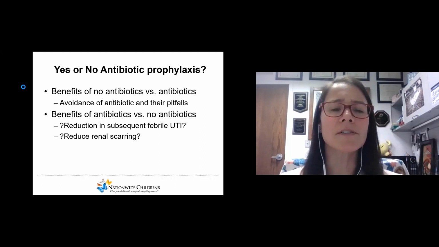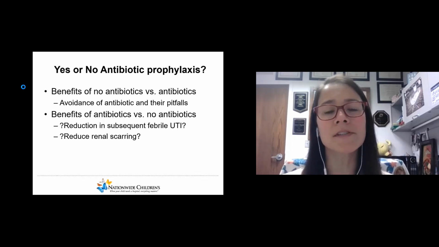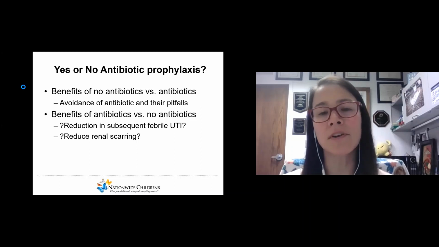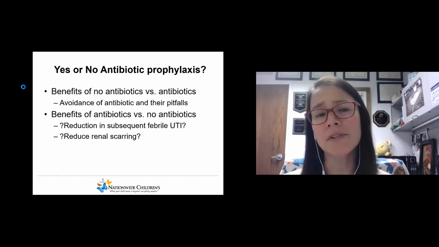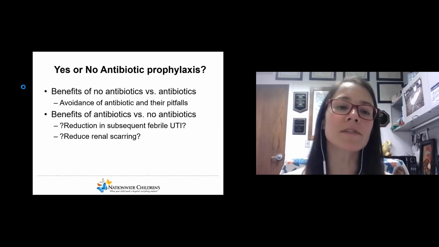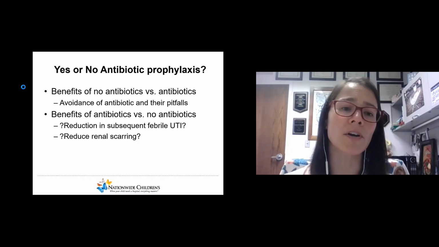So given that reflux tends to resolve with time, there's the thought of, while waiting for the reflux to resolve, should we use an antibiotic or not? With the benefits of not using an antibiotic, obviously avoiding using an antibiotic, and their potential pitfalls like allergies, adverse responses, cost, and also bacterial resistance. But then also some of the benefits of antibiotics being, well, is it going to reduce the chance of a subsequent febrile urinary tract infection and reduce renal scarring?